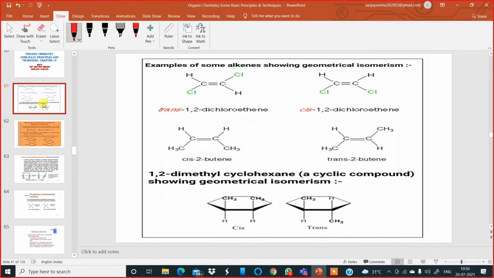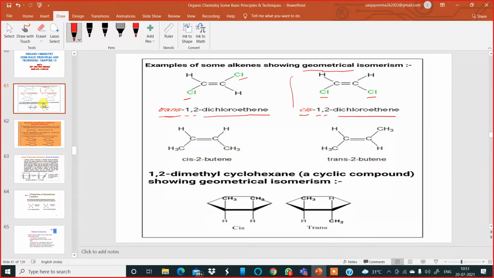Now, going further to some more examples of alkenes showing geometrical isomerism, which I mentioned in the previous class also. It is shown by compounds where there is a carbon carbon double bond. If you look at this example, it is called trans because the chlorine atoms are on opposite sides of the double bond, so it is trans 1,2 dichloroethene. It is an alkene. Whereas on the other side, the chlorine atoms are on the same side of the double bond, so it becomes cis. Cis means same. Cis 1,2 dichloroethene.